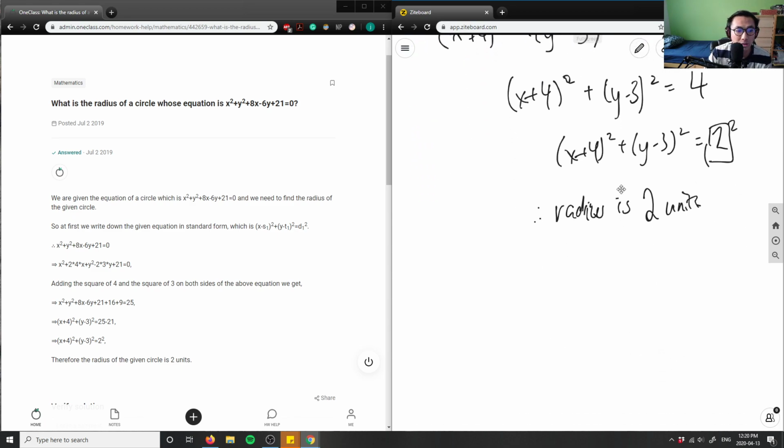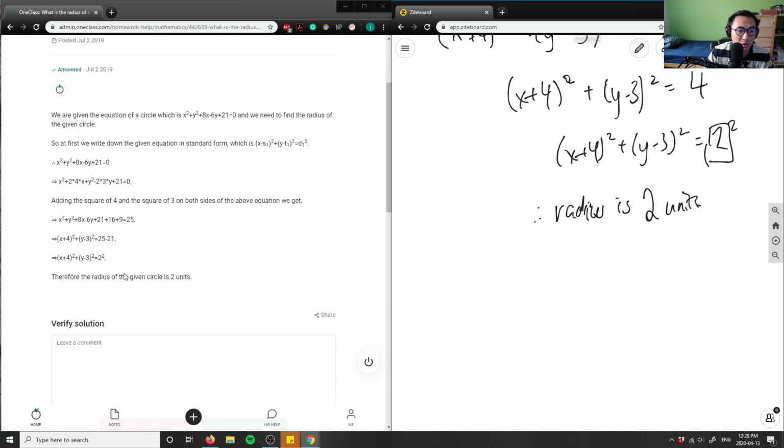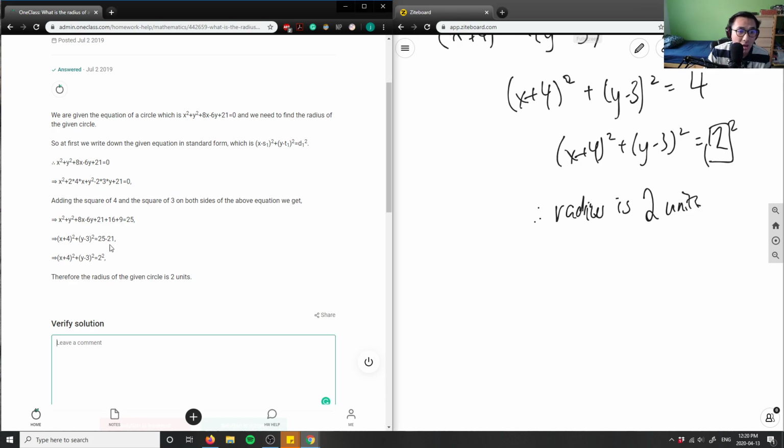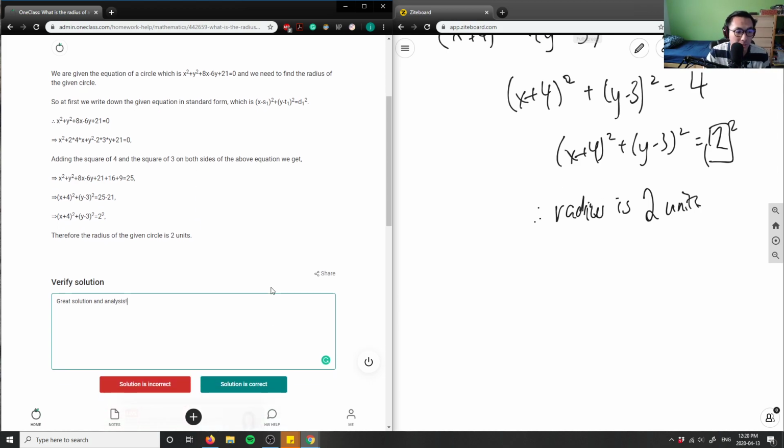So what we're doing now is I'm going to look at the solution. Again, the solution is correct. They did miss a couple steps here, but I'm going to say that this is a good solution. It's perfectly fine, a great solution and analysis. So I'm going to write that down. The solution here is correct.